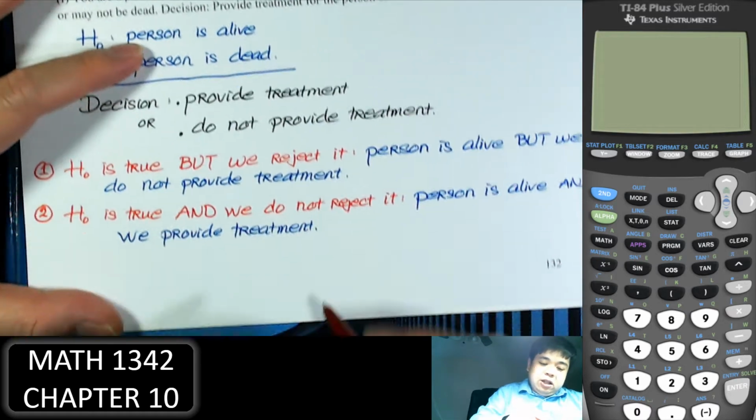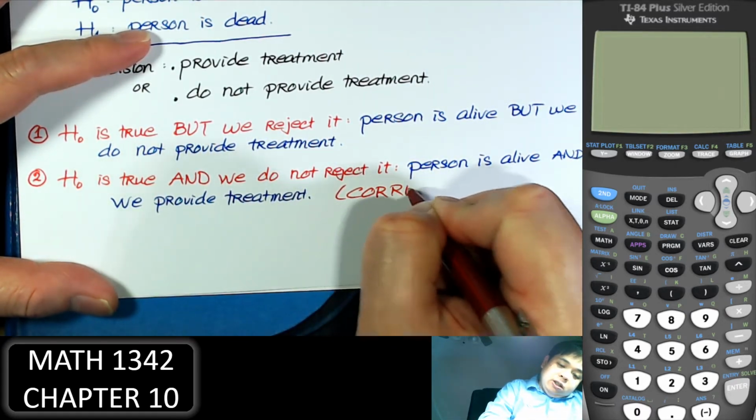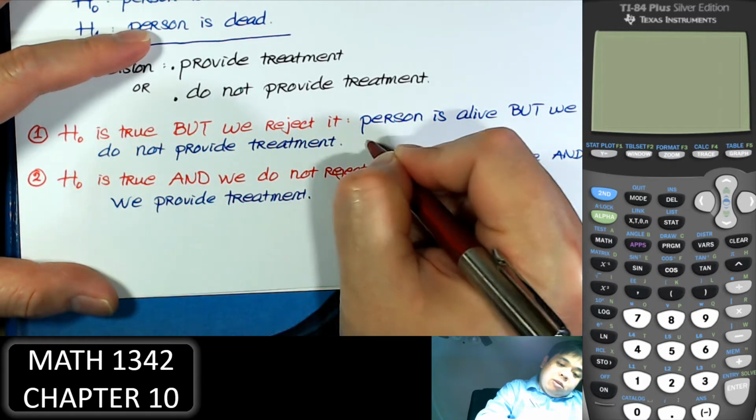Right. So in this case, this is a correct decision. That is type 1 error.